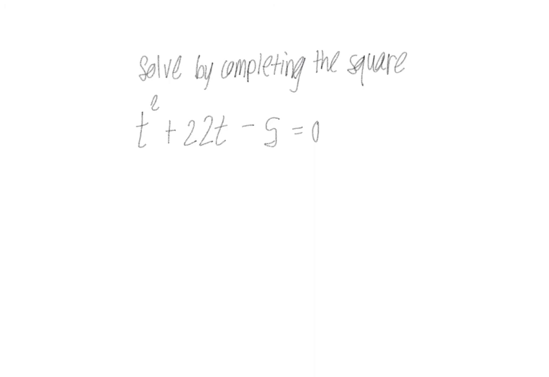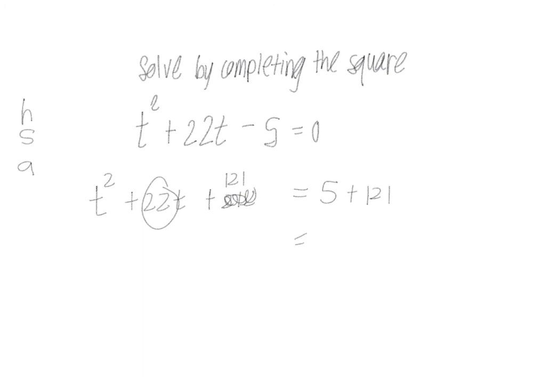So let's see. What I would do, I would say t squared plus 22t. You want to leave that a term and that b term on the left side, and put the c term on the right side, so you're going to move it over by adding 5 to both sides. You take the b term and you half it, you square it, and you add it to both sides. So half of 22 is 11. 11 squared is 121. I got to add 121. Whoa, I'm a little dyslexic. I'm so sorry. 121 to both sides.